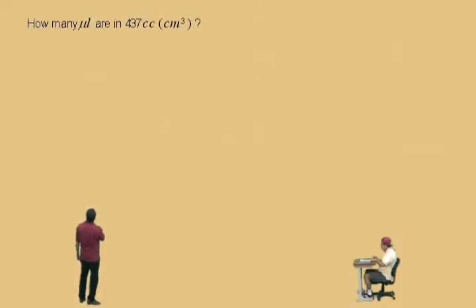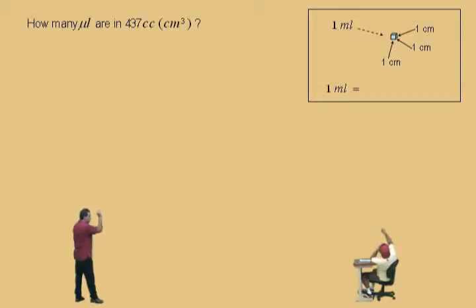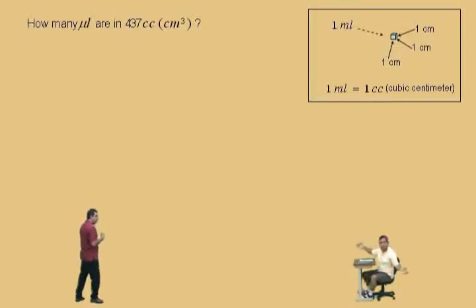Now, how many microliters are in 437 cubic centimeters? Ooh, don't get scared, Charlie. Now, let's look at our picture over here. 1 milliliter. Okay, again, it's about that big. Okay, it's really small. Now, that cube right there is 1 centimeter by 1 centimeter by 1 centimeter. Now, what that means is that 1 milliliter is actually equal to 1 cubic centimeter. Okay, so 1 cubic centimeter is actually volume, right? Centimeters cubed, length times width times height.